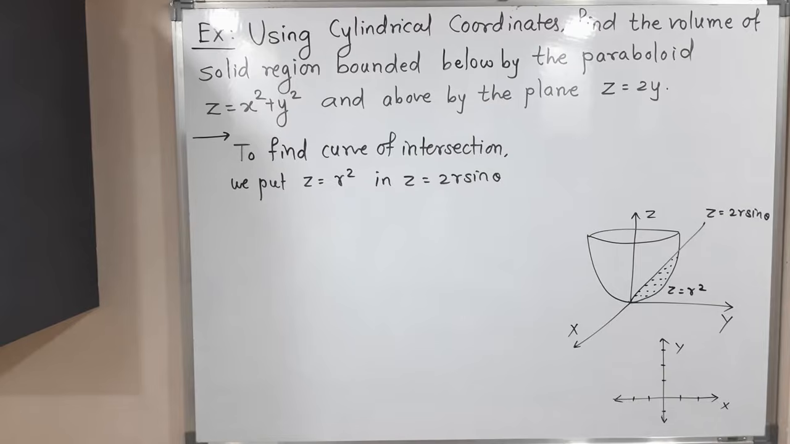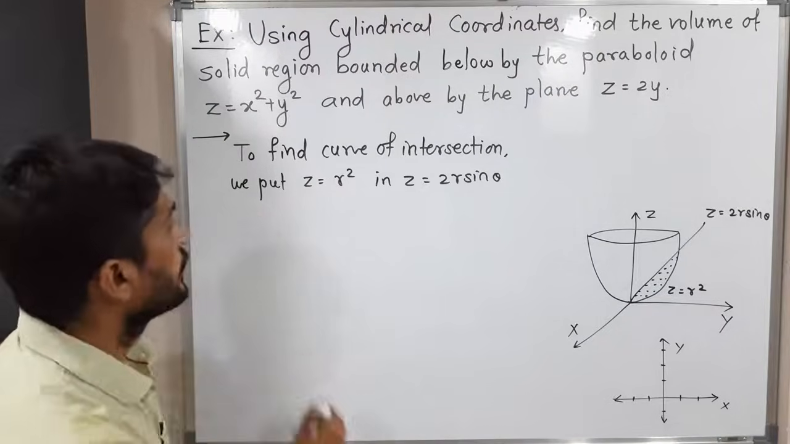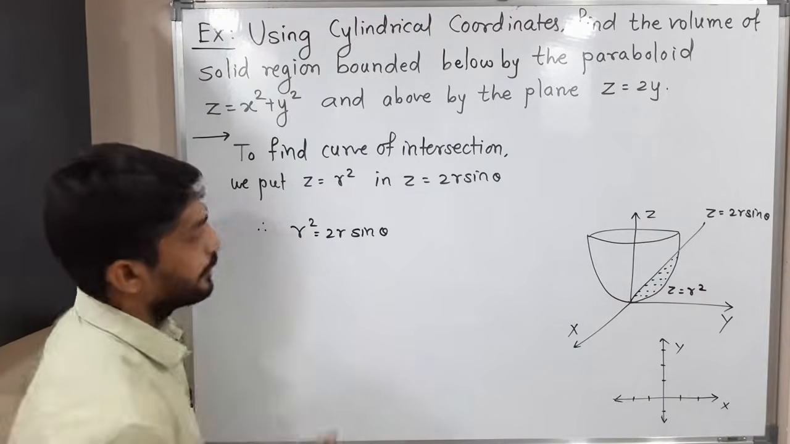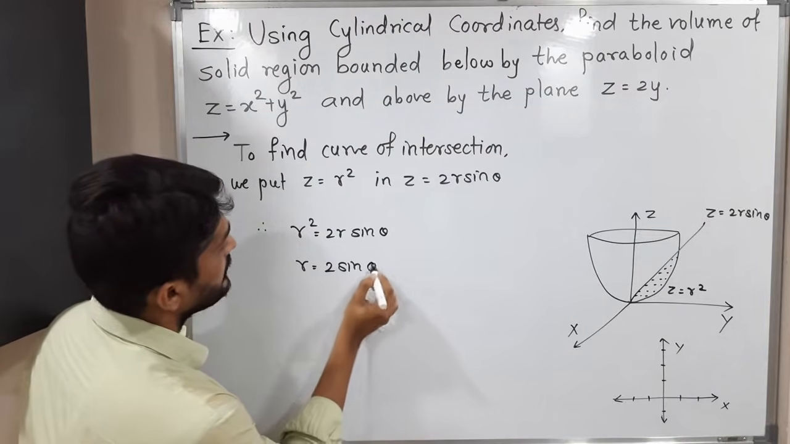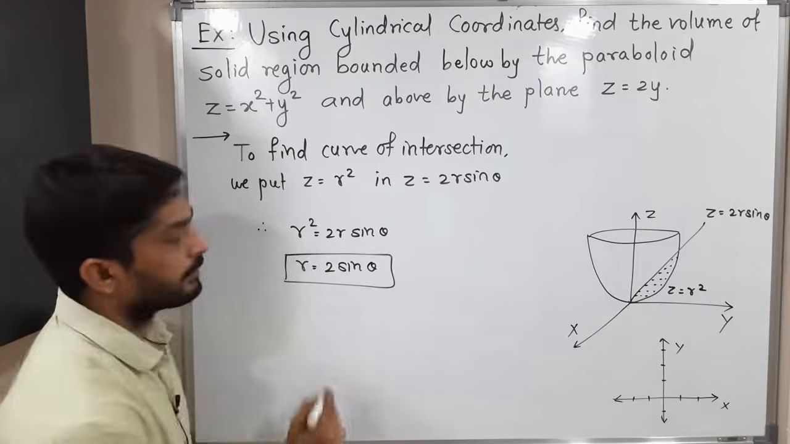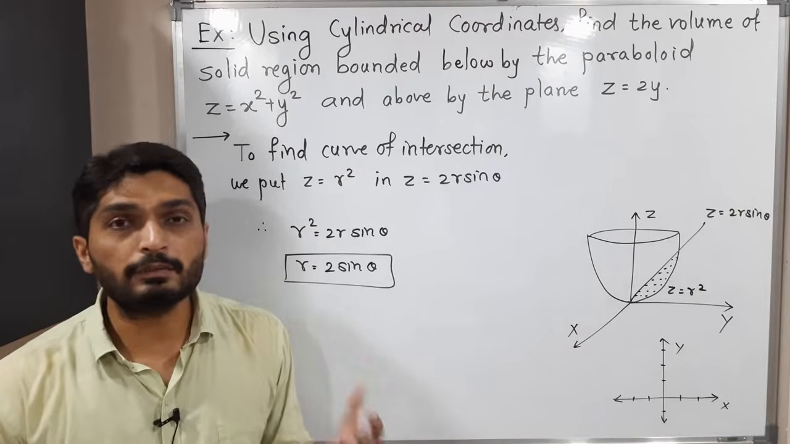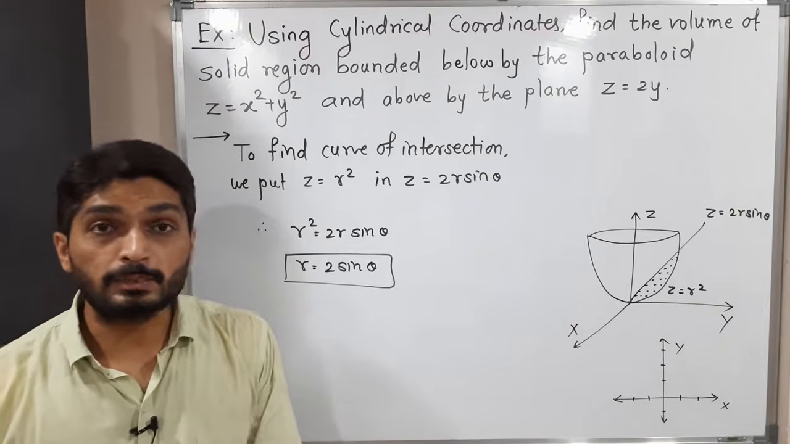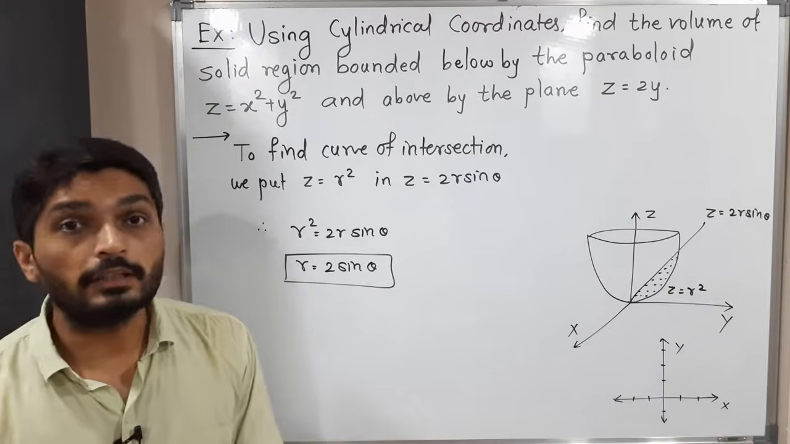We have a very simple technique to find the curve of intersection. We put one equation into the second equation. Let us put the equation of the paraboloid in the equation of the plane. So we will have r square is equal to 2r sin theta, right? You can cancel r from both sides. So r is equal to 2 sin theta. This is the equation of that curve, but by considering this equation, we cannot decide whether it is a circle, ellipse, or hyperbola. So I will try to express it again in Cartesian form, so we can easily decide what the given curve of intersection is.